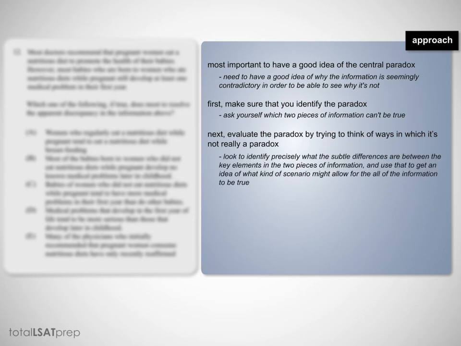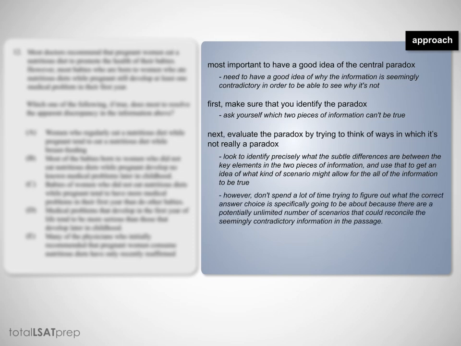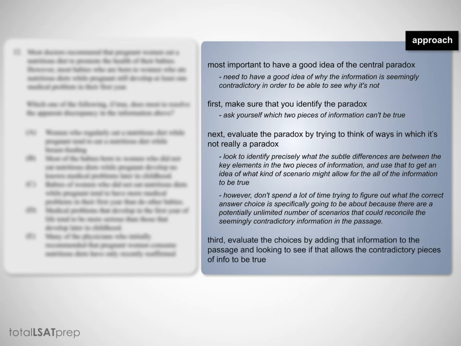Look to identify precisely what the subtle differences are between the key elements in the two pieces of information, and use that to get an idea of what kind of scenario might allow for all of the information to be true. However, don't spend a lot of time trying to figure out what the correct answer choice is specifically going to be about, because there are a potentially unlimited number of scenarios that could reconcile the seemingly contradictory information in the passage. Third, evaluate the choices by adding that information to the passage and looking to see if that allows the contradictory pieces of information to both be true.